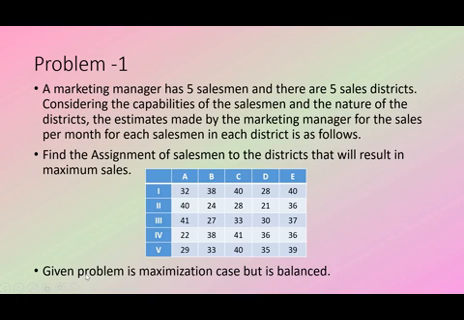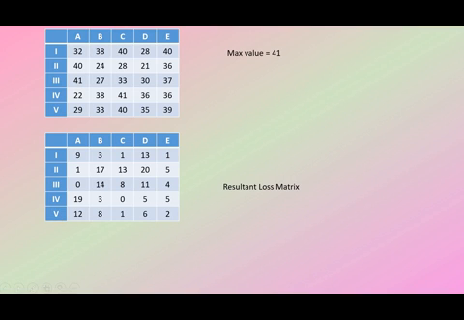So we have seen that the given problem is a maximization case problem, but it is balanced. So we need not convert it into a balanced problem because the given problem itself is balanced. So the only conversion that I'll have to do is the minimization case conversion. The maximization case problem has to be converted to a minimization case problem. So this is the given profit matrix. In this profit matrix, which is the largest number?